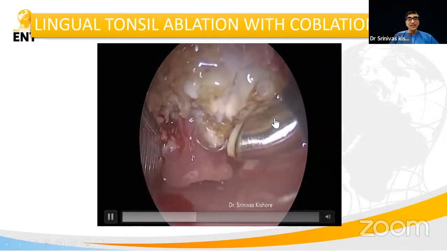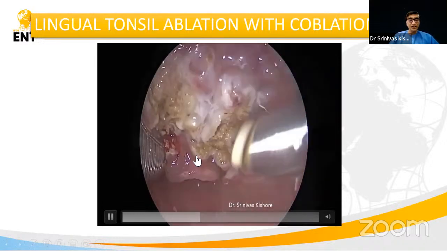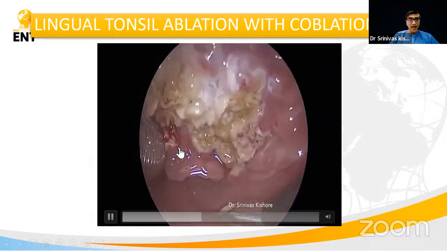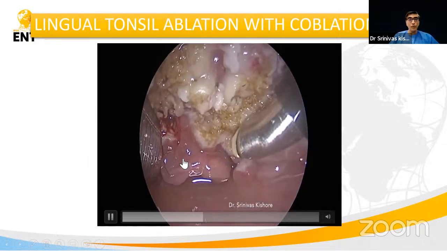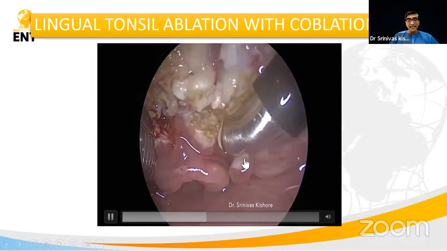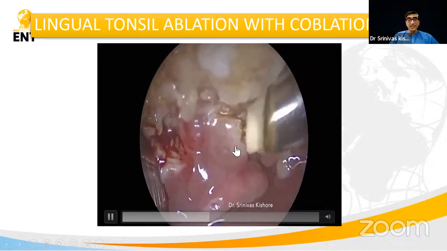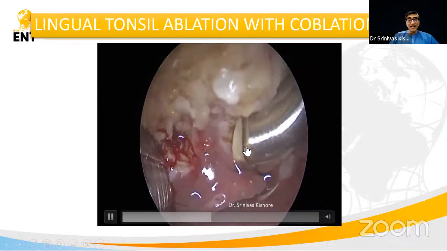So your starting point of dissection is the foramen cecum, and your limit of dissection is you have to completely bare open the vallecula. You need to be very careful at this point, because at this point, the epiglottic branch of the lingual artery comes in.